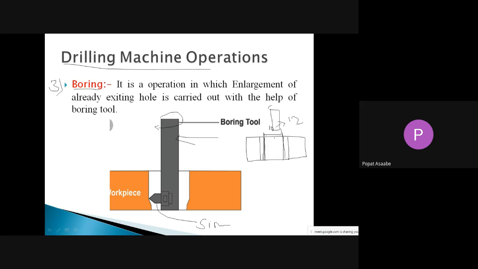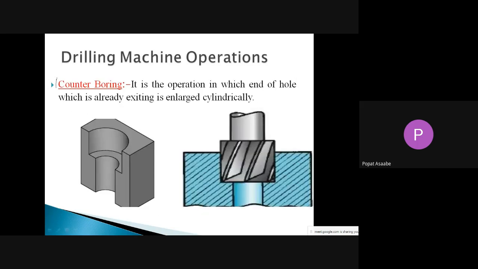Then the next operation we can perform on the drilling machine is counter boring. Already we have explained what is meant by boring. Boring means it is the operation in which we can increase the diameter of an existing hole. Or in simple words, boring means the operation in which the enlargement of a hole takes place. But then what is meant by counter boring? Now here is another type of operation, counter boring.